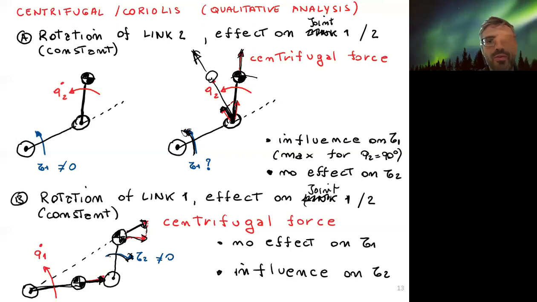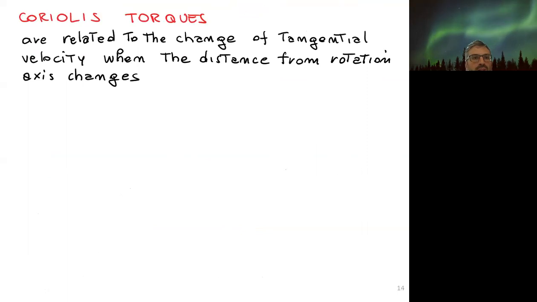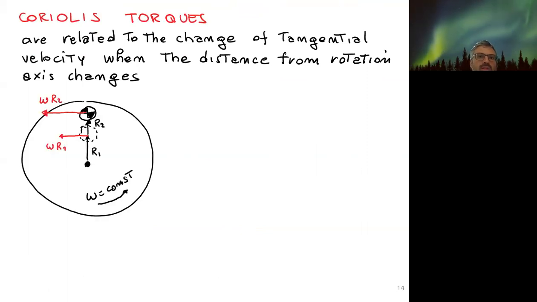So you see, you have always an opposite effect. If you're moving one joint, you see the effect on the other one. While for the Coriolis, they are related to the change of what? Of tangential velocity whenever the distance from the rotation axis changes.